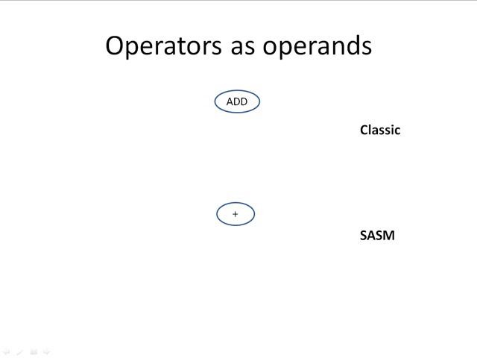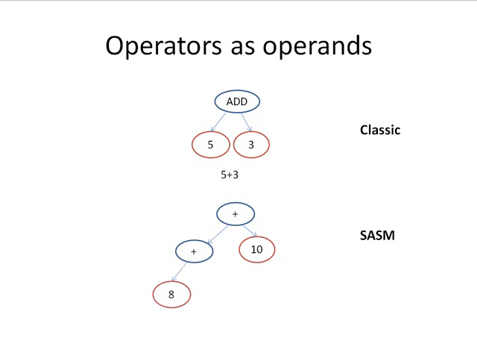So let's consider an example. In classic assembler, the addition operator may only receive as operands fixed values such as integers, memory addresses, or register names. In this case, for example, the addition operator has a 5 and a 3 as operands and produces the 5 plus 3 shown expression. In SASM, on the other hand, an addition arithmetic operator may have a 10 as an operand, but also may have another addition operator as operand, which in turn may have an 8 and a 7 as operands. All of these will produce the 8 plus 7 plus 10 expression.